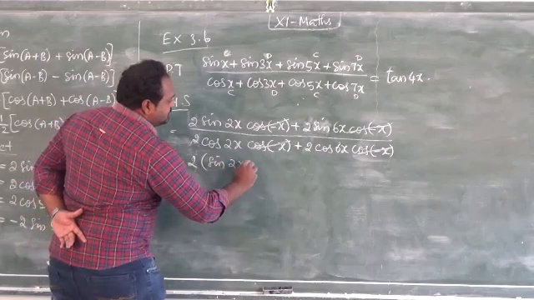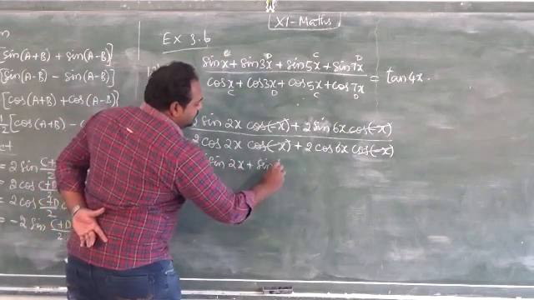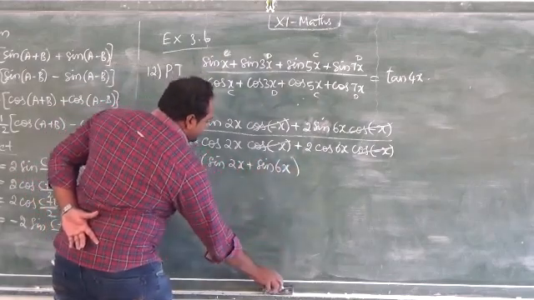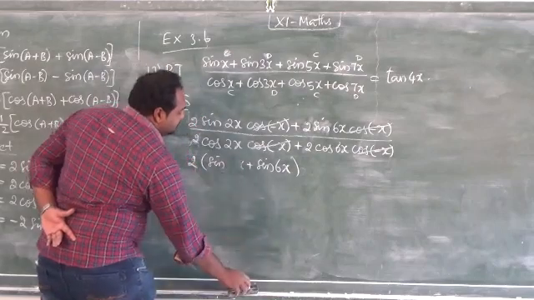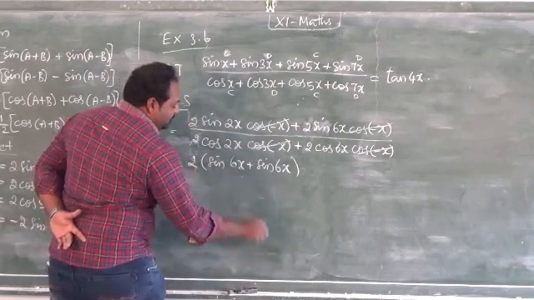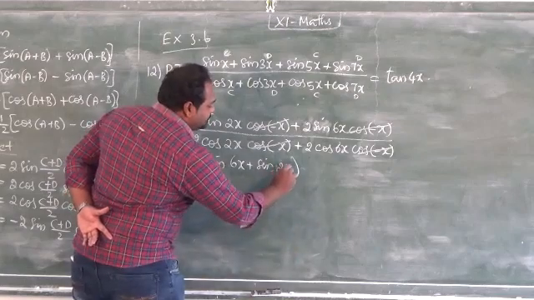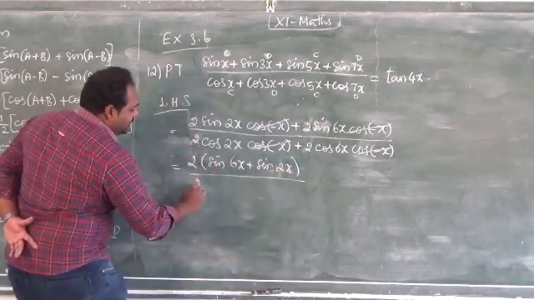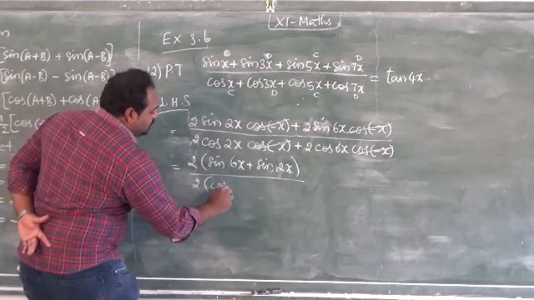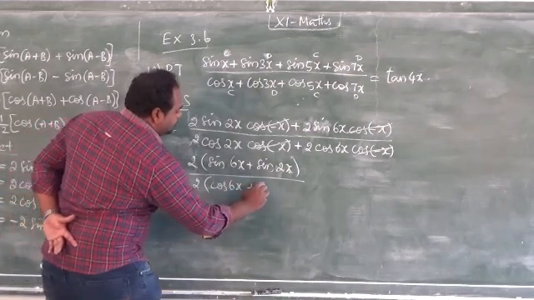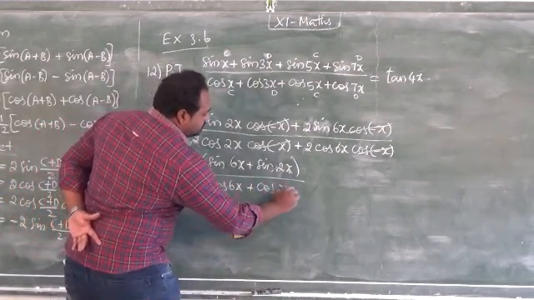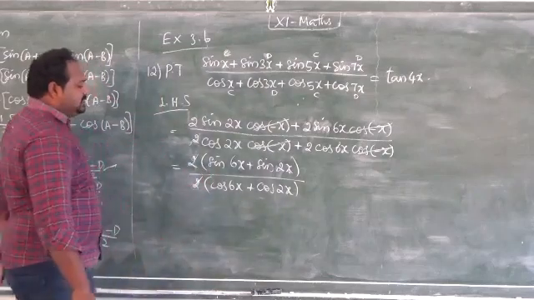Sin 2x, sin 6x. So better we can write the bigger value first, in the place of the first term, and the smaller value in the second term. Here 2 taken commonly outside, cos 6x plus cos 2x. So here we can have a cancellation in 2.